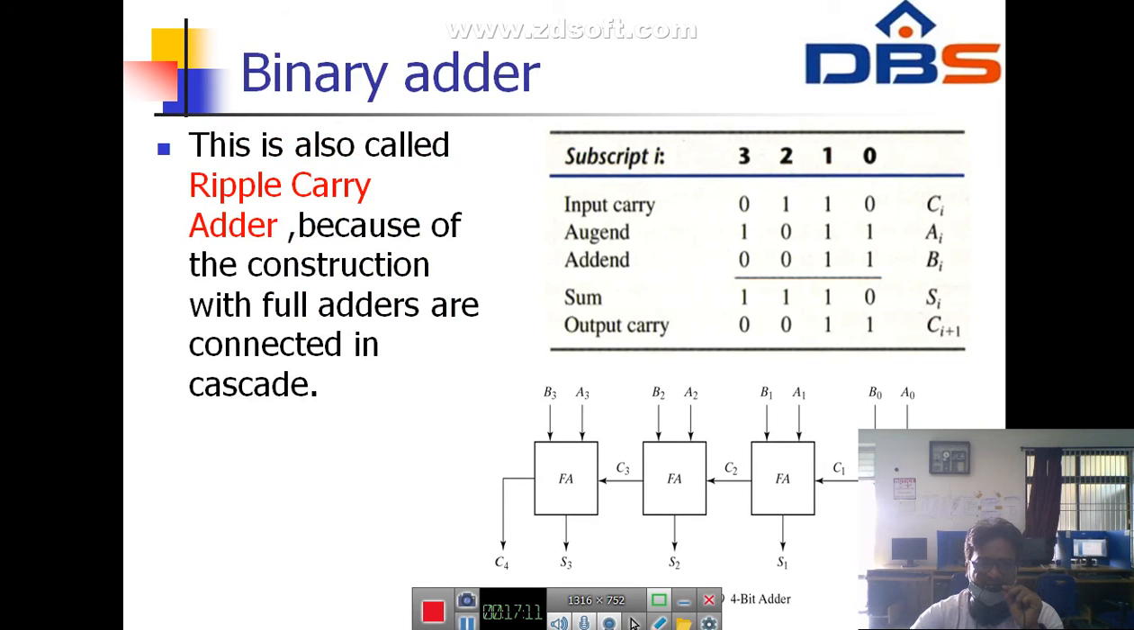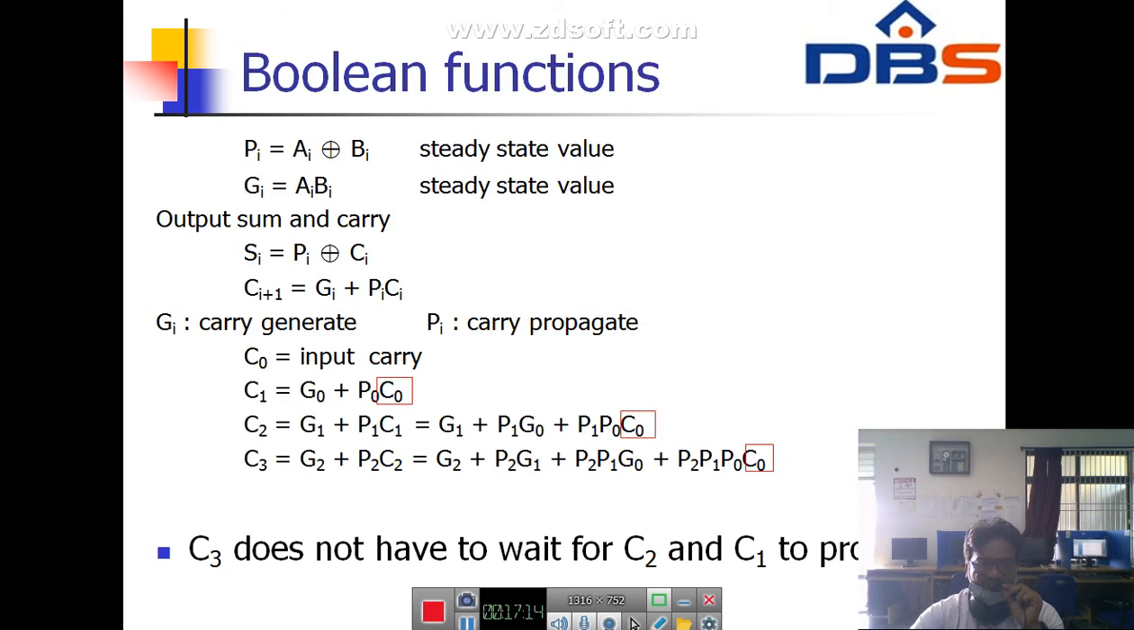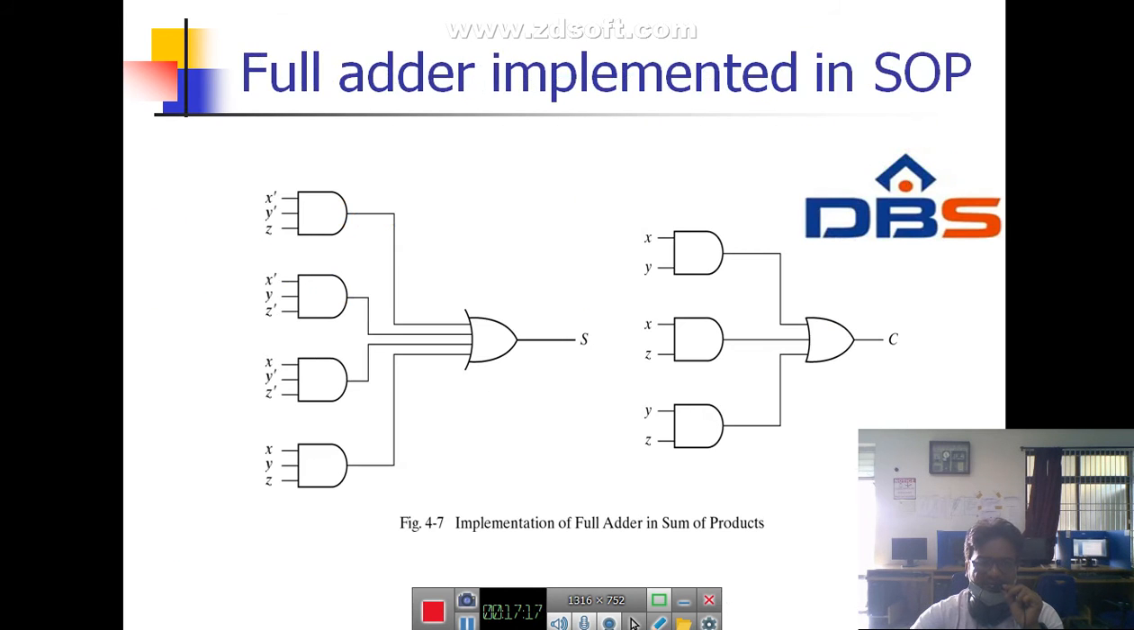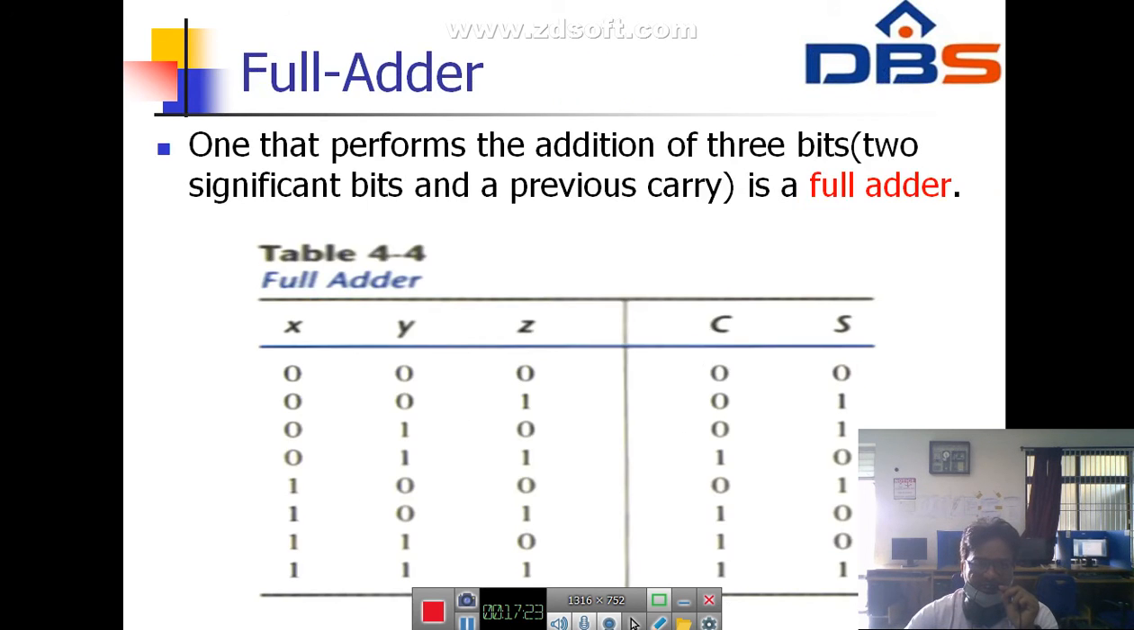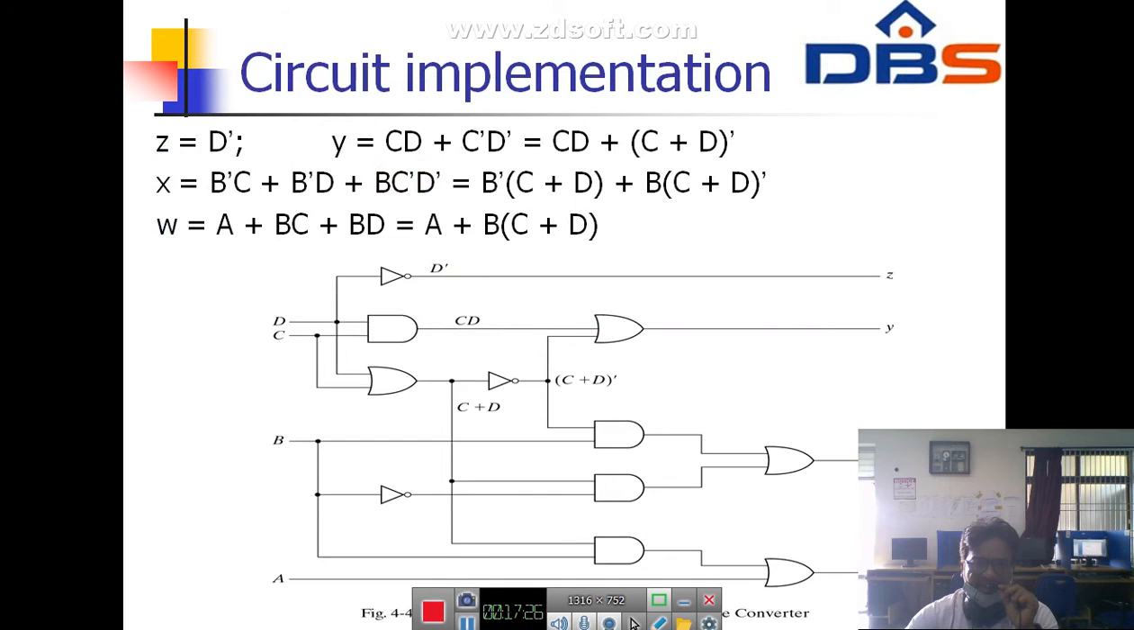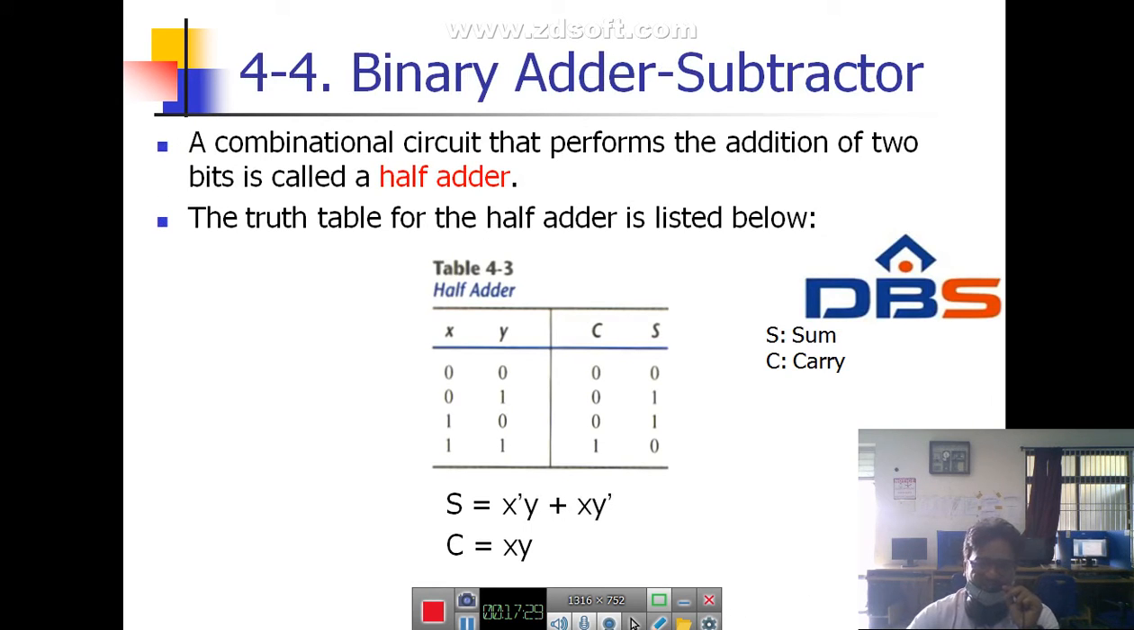From that boolean function, we have to study any type of combinational circuit, either a full adder or a half adder. That will be by using a binary adder and subtractor. So here we will see what is a binary adder and subtractor. A combinational circuit that performs the addition of two bits is called a half adder. The combinational circuit will work like a binary adder and subtractor also.